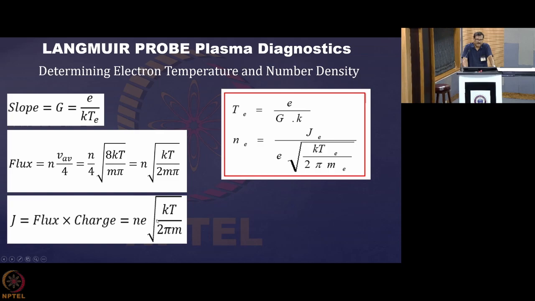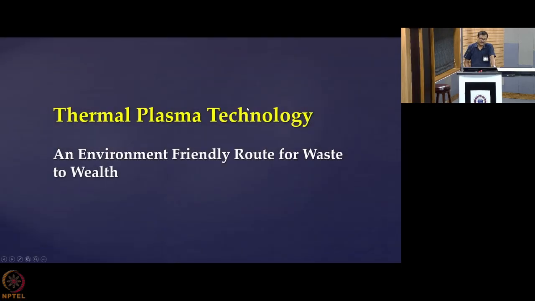So you get the number density from this equation itself as J by e times the square root of kT by 2 pi me, and T you got from above from the slope. So you are able to determine the electron number density inside the plasma. This is a very simple technique and a very reliable method of measurement for electron number density and electron temperature inside cold plasma devices.